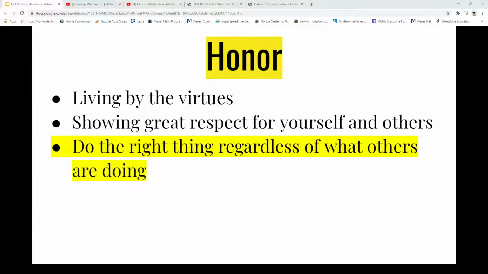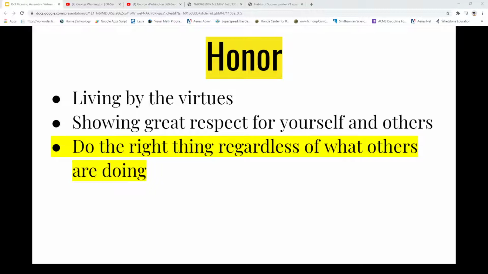Okay, have a seat. All right, so we're going to continue talking about another definition of honor today, and that is the definition about doing the right thing regardless of what others are doing. That is such a hard thing to do when maybe you see some of your friends doing something out on the playground that's really not right. Maybe they're breaking some of the rules.